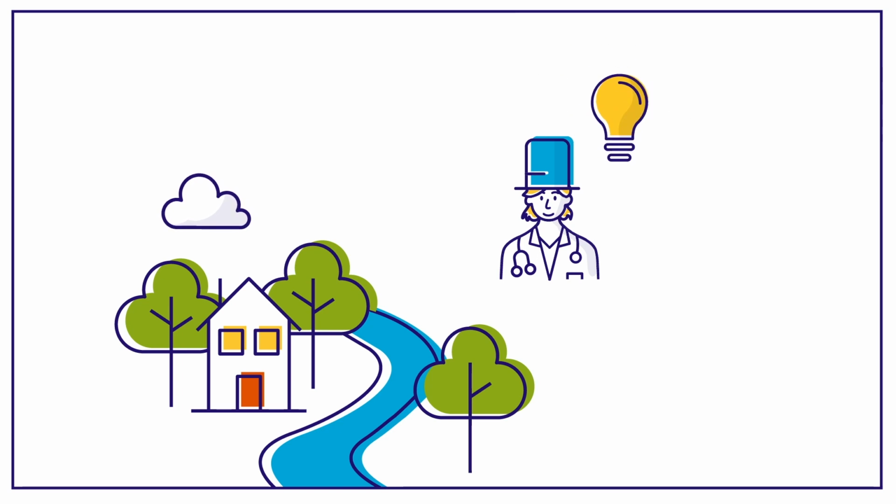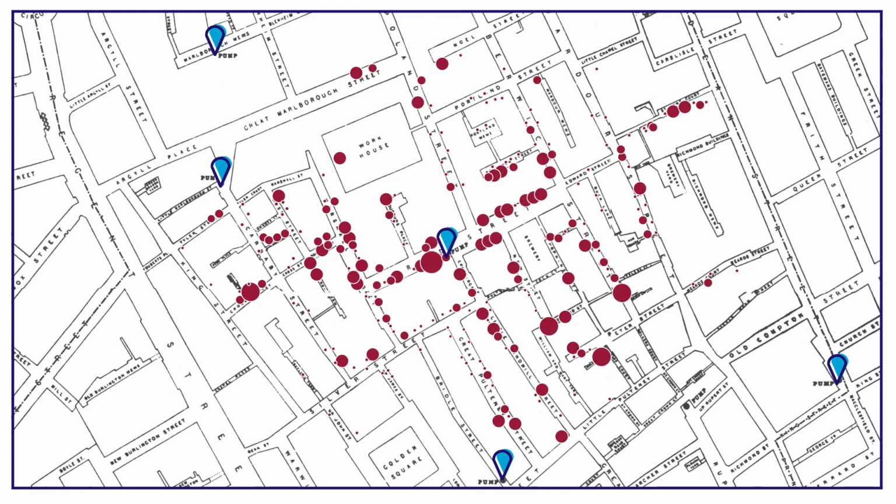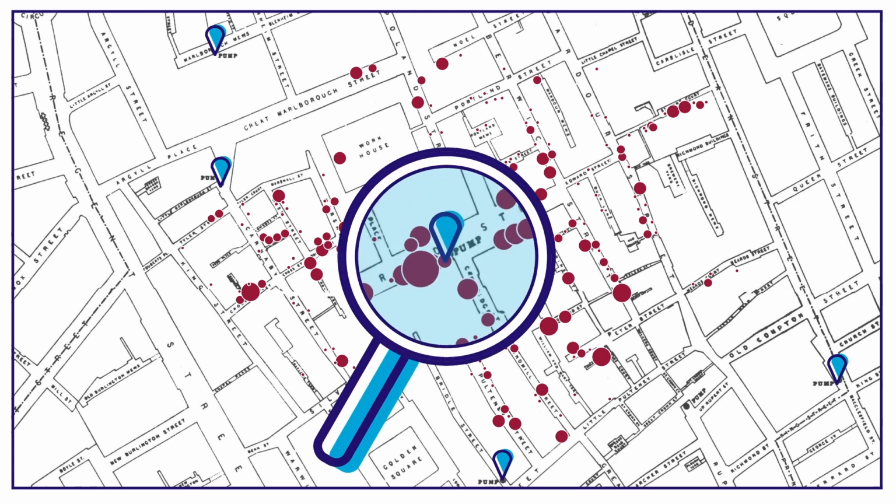To convince the town, he did two things. First, he got a blank map of Broad Street. He then plotted areas to determine fatality rates by region. And from doing this, he learned that the largest concentrations were around the Broad Street water pump.